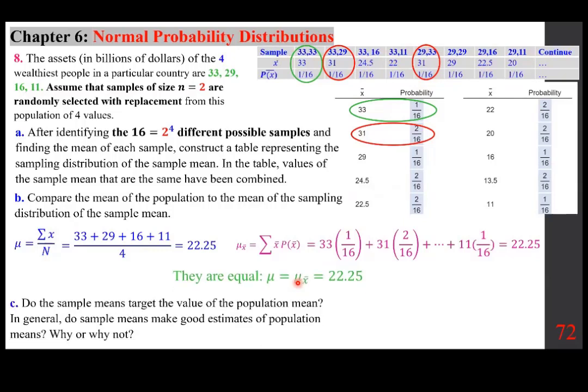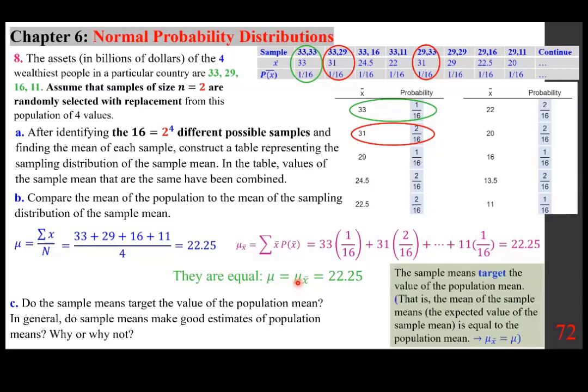So do the sample means target the value of a population mean? In general, do sample means make good estimates of population means? Why or why not? Here's the definition. The sample means target the value of a population mean. That is, the mean of the sample means, the expected value of the sample mean, is equal to the population mean. Mu of x bar equals mu. That's exactly what it means. This is the x bar for each pair. So mu of x bar means take the average of those x bars.